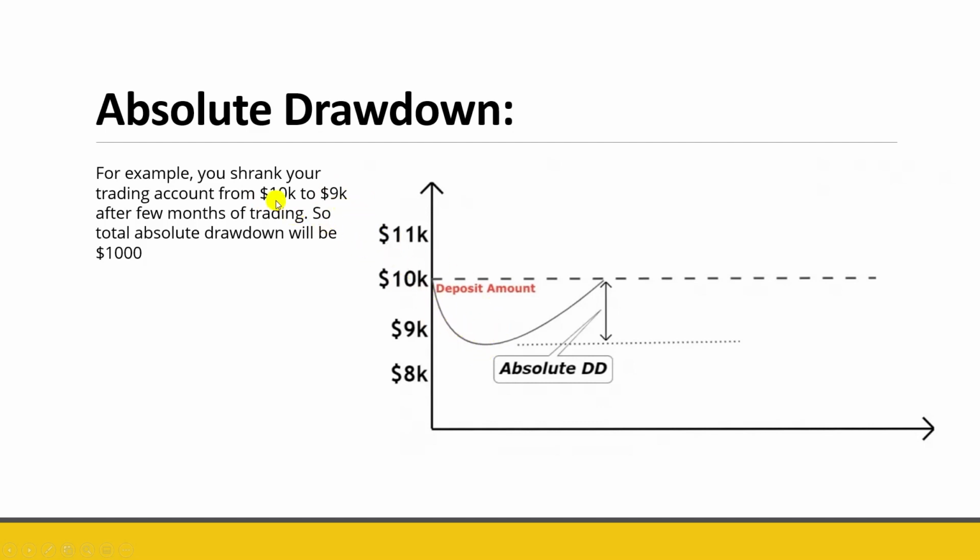So here we can subtract 9,000 from 10,000 in order to get the absolute drawdown, and it would give us the loss that happened in your trading account with the open positions when they got concluded. So the percentage of the drawdown in this case will be 10%.